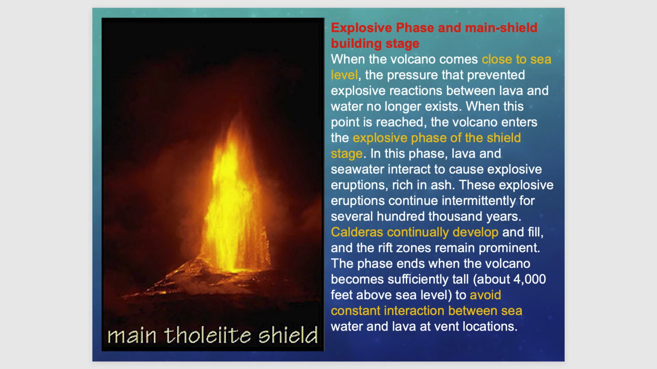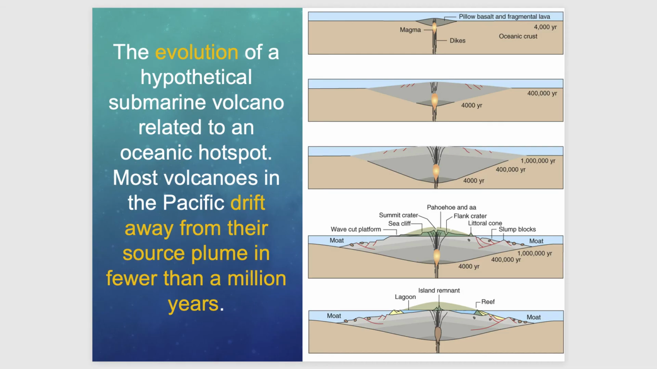Okay, we can review some of the stages here. So the evolution of hypothetical submarine volcanoes is represented here with a number of features with a different degree of maturity. We start at the top here with the development of pillow basalts, which are fed by a magma chamber, and you have a number of dikes at the bottom.